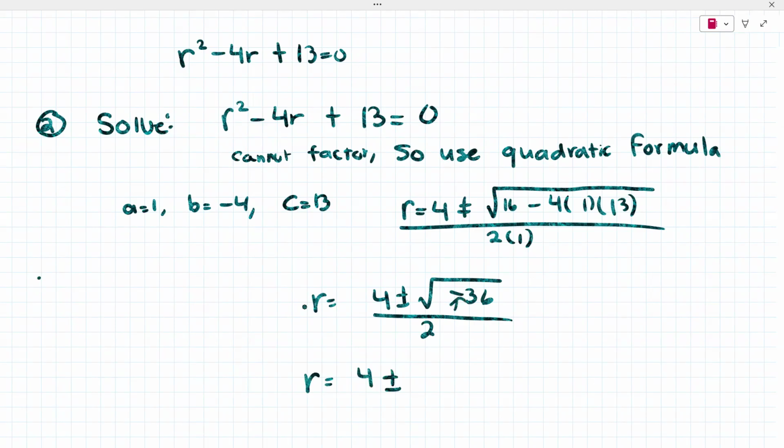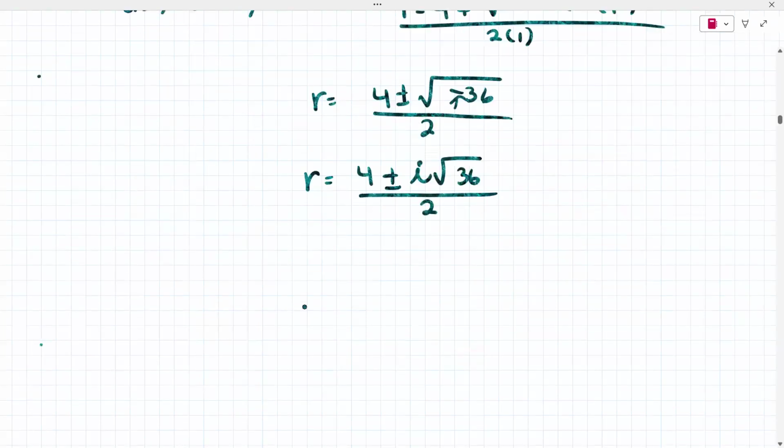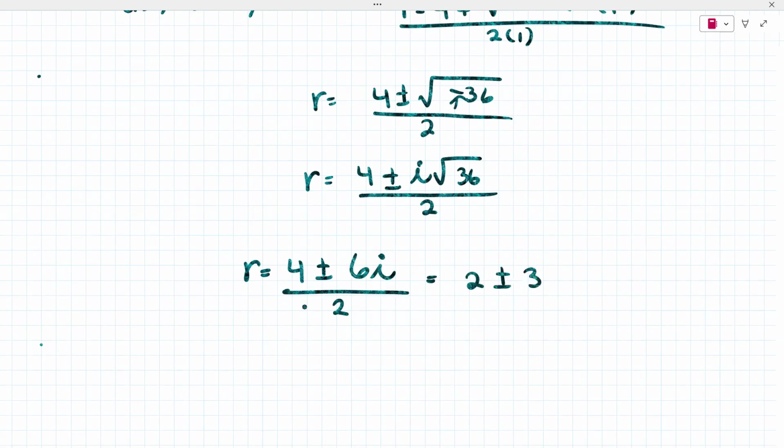So you get r equals 4 plus or minus. Remember, you cannot have a negative in the radical, so what you do is take out an i, and then this is all over 2. So you get r equals 4 plus or minus, the square root of 36 is a perfect square, it's 6, and then you have this i, all over 2. And if you divide each term by 2, so if you divide the 4 and the 6i by 2, you get 2 plus or minus 3i.